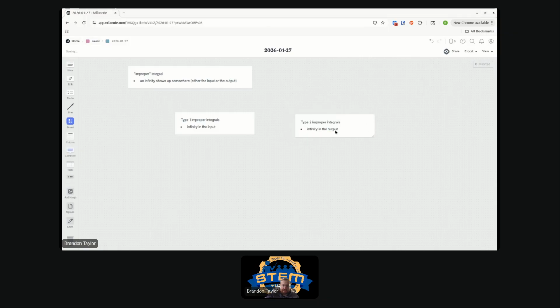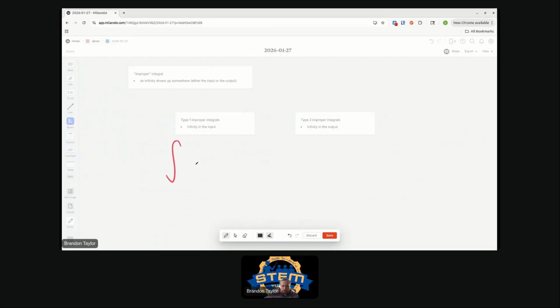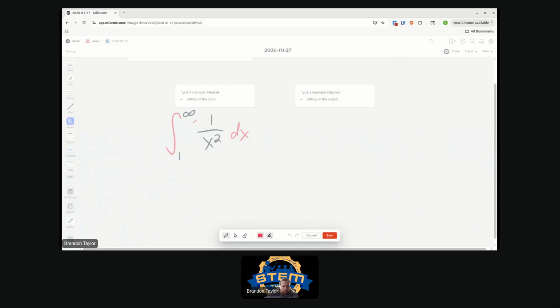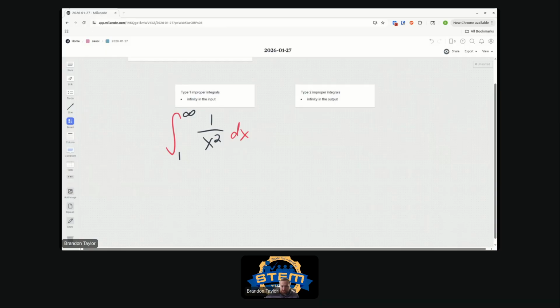Now, what will these look like? If you're going over this section in class right now, you'll probably see something like this. Maybe I'm just making this up, but say the integral of one over x squared dx. That would be a type one improper integral because one of the bounds, which are the input, the bounds on x, is infinity. One of the x bounds goes to infinity rather than a finite number.